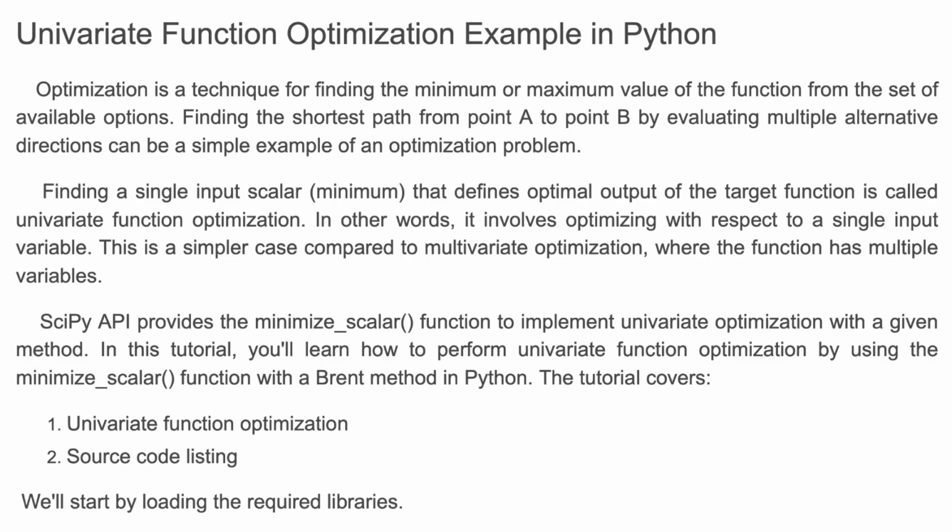SciPy API provides the minimize scalar function to implement univariate optimization with a given method. In this tutorial, we'll briefly learn how to perform univariate function optimization by using minimize scalar function with the Brent method in Python. In this tutorial, first I explain univariate function optimization and provide source code listing.